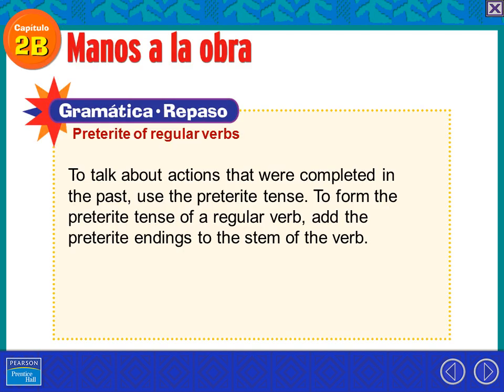Let's go! Okay, so to talk about actions that were completed in the past, use the preterite tense. To form the preterite tense of a regular verb, add the preterite endings to the stem of the verb.